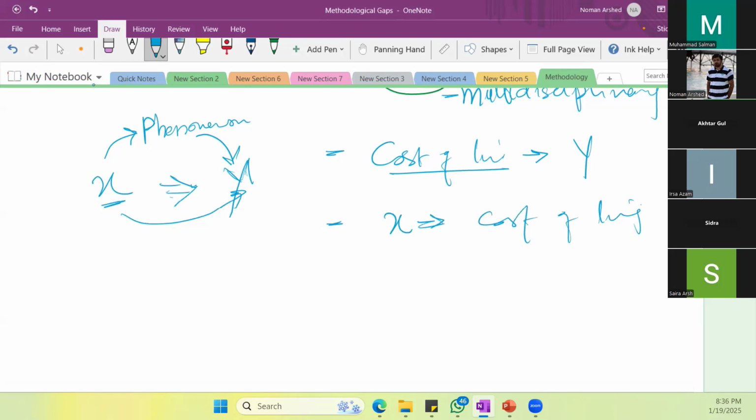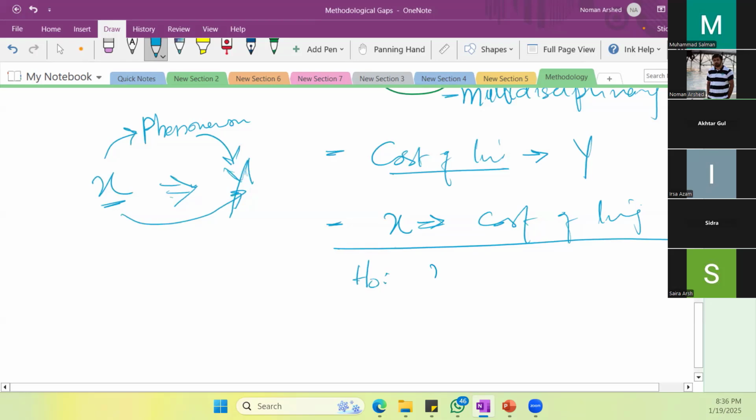Okay, and by chain rule, so if x is equal to a, a is equal to b, and b is equal to c, then a is equal to c. So this way you will then create your hypothesis. Your hypothesis is that x is causing y.